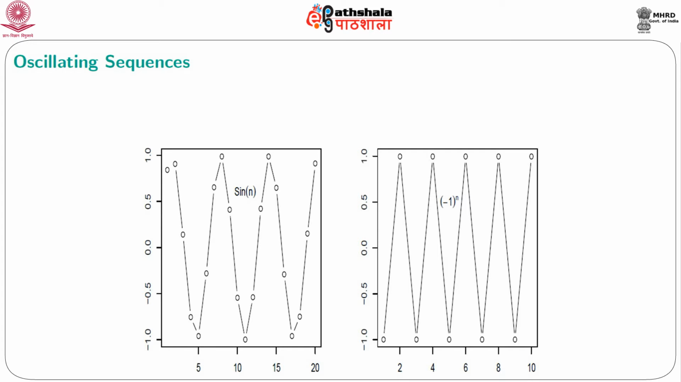Now, one can see the picture of an oscillating sequence. For example, in the first plot we have considered sin n, and we find that we get a series of values which are between minus 1 and plus 1, but no specific pattern is observed for the sequence. As another example, we have considered minus 1 to the power n, which oscillates between minus 1 and plus 1, but the values are neither increasing nor decreasing.